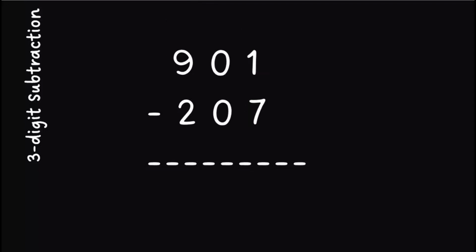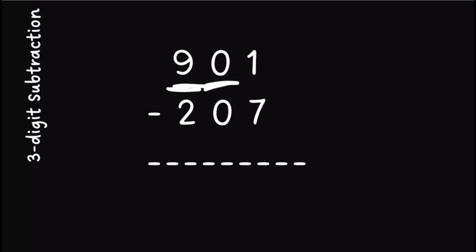Now we have one more question, that is 901 minus 207. Now let's try to solve it together. 1 minus 7, is it possible? No, it's not possible because 1 is smaller than 7. The top digit is smaller and the bottom digit is bigger. Now, can I borrow something from 0, from the previous digit? It's also not possible because we can't borrow anything from 0. So we will refer back to the previous number, that is 9.